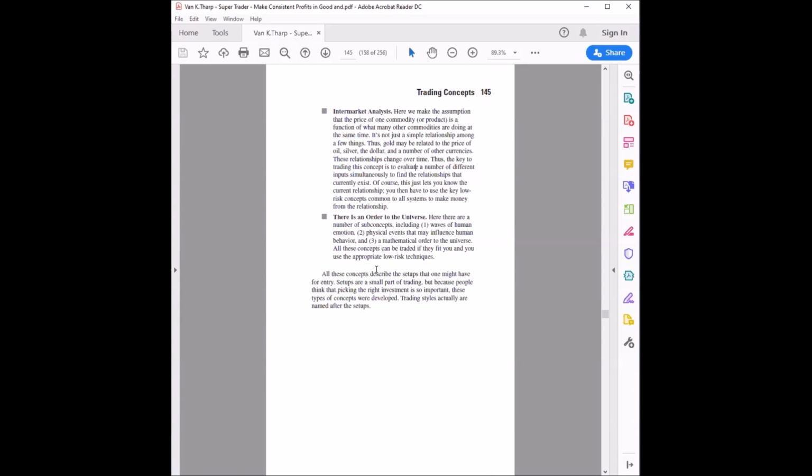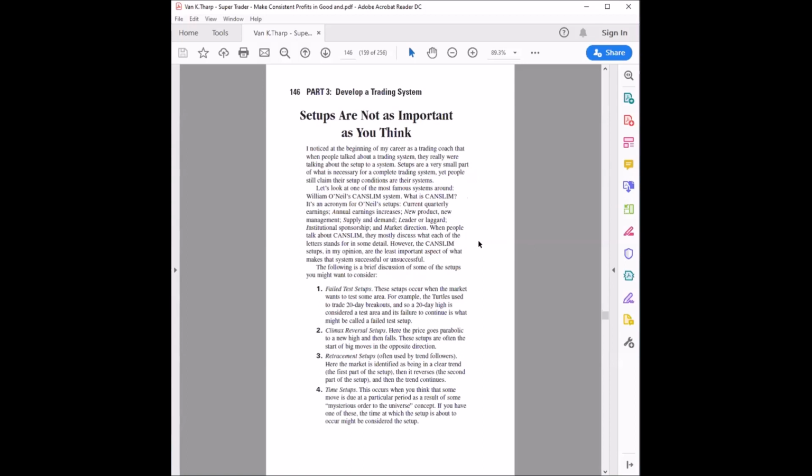So he says all these concepts describe the setups one might have for entry. Setups are a small part of trading, but because people think picking the right investment is so important, these types of concepts were developed. Trading styles actually are named after the setups. And then here's the big piece of wisdom, light bulb, eureka, aha. Setups are not as important as you think.